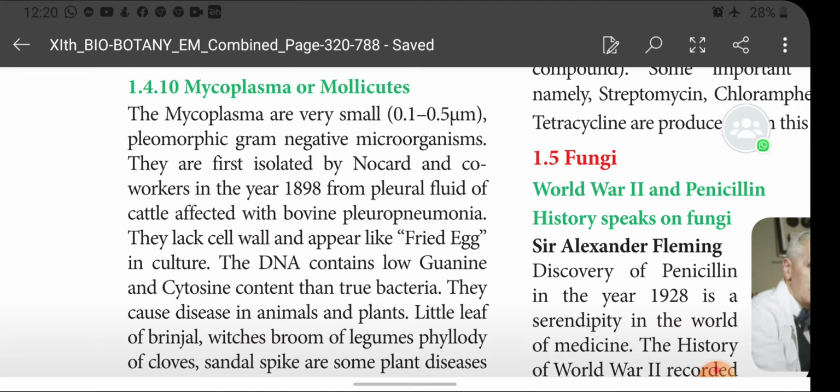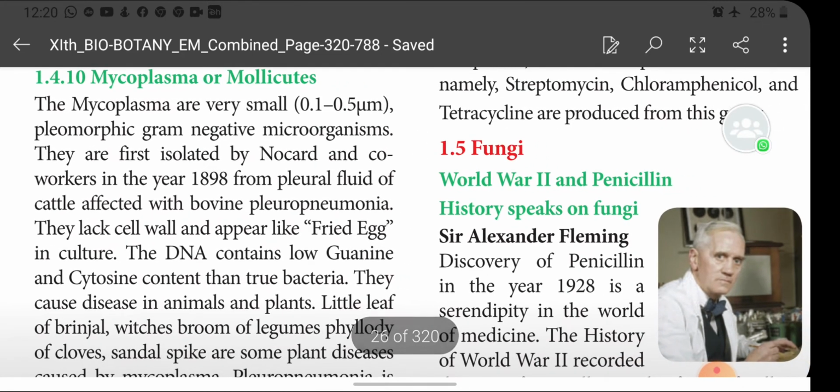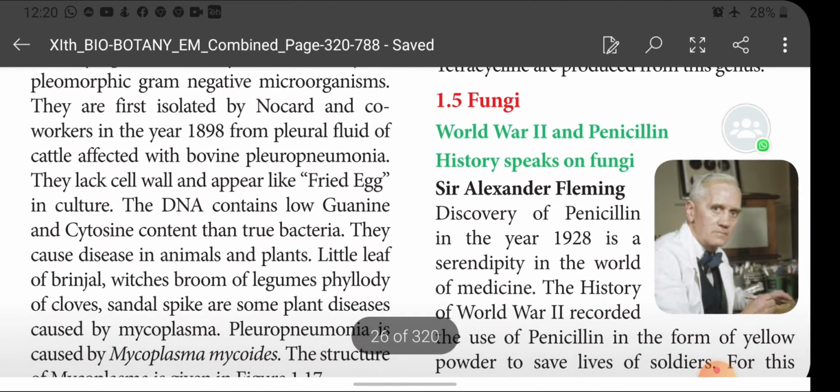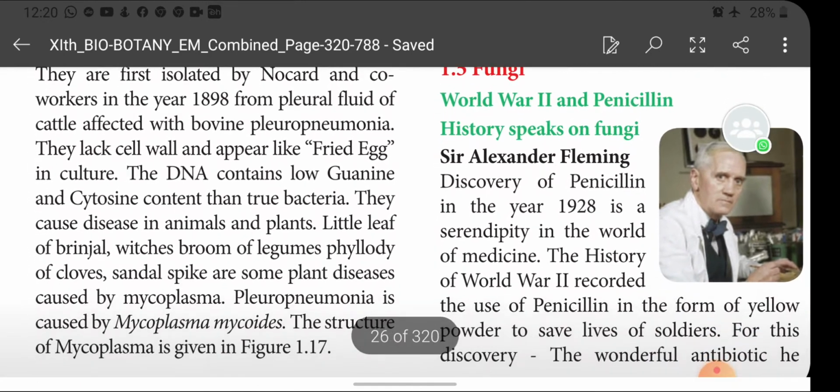What is mycoplasma? Mycoplasma are very small. The size is 0.1 to 0.5 μm. They are pleomorphic, gram-negative microorganisms. It is neither a bacterium nor a virus. It is generally said to be a microorganism. They were first isolated by Nocard and co-workers in the year 1898, from the pleural fluid of cattle affected with bovine pleuropneumonia.